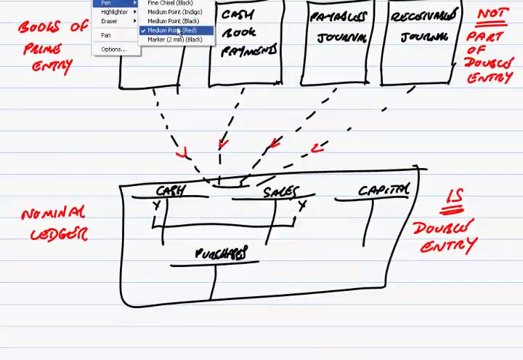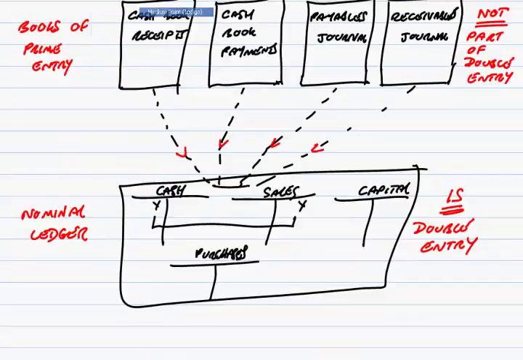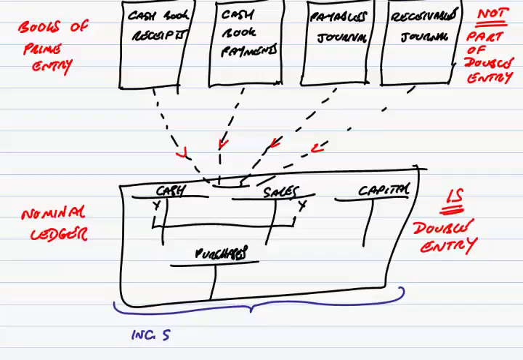And it's from the nominal ledger that we would produce the income statement and the statement of financial position, the balance sheet. That was chapter 3, remember. But when we've done all the debits credits, we'll close off the accounts and we'll produce the financial statements.